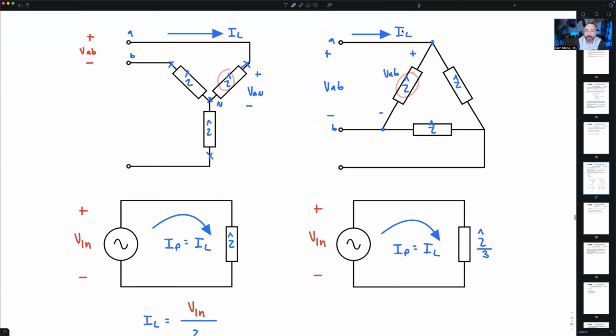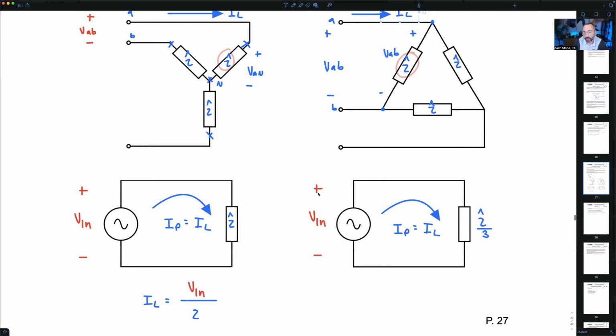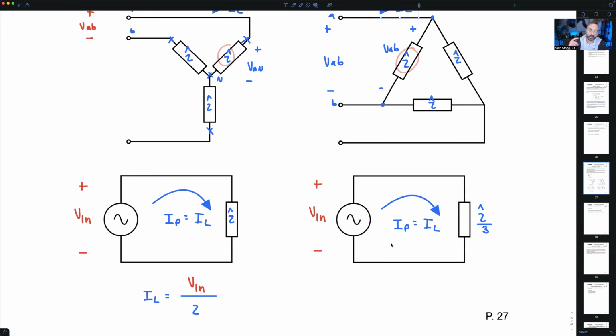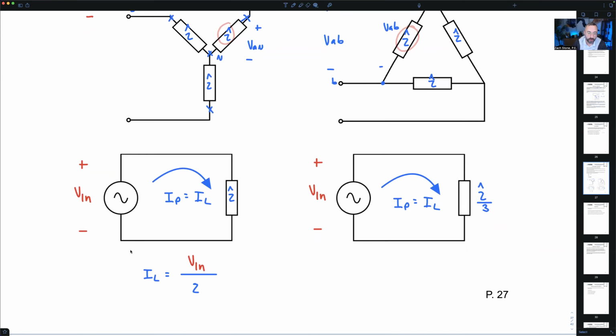All right, so now I can solve for the line current of the delta connected load using Ohm's law with the single phase equivalent circuit, just like we already did for the Y connection. What's going to change in this formula? I still have I equals V over Z. There's no change to V, but now look at the Z value. Now we've got to divide Z by 3.